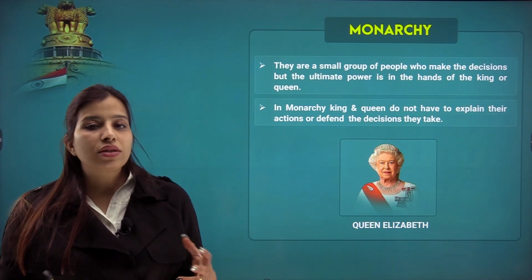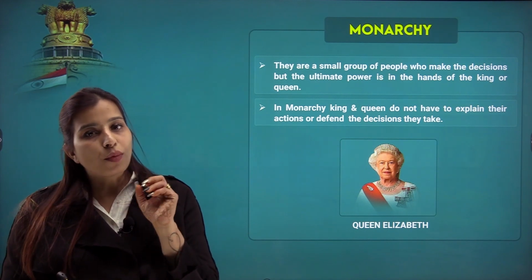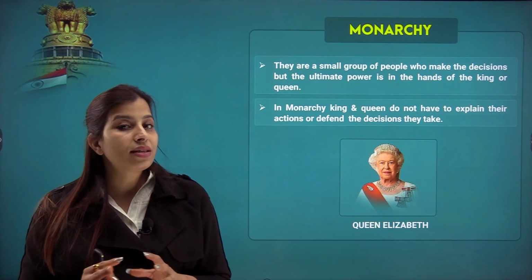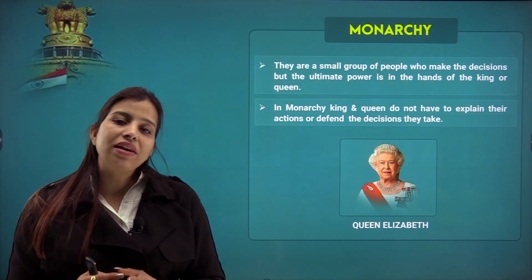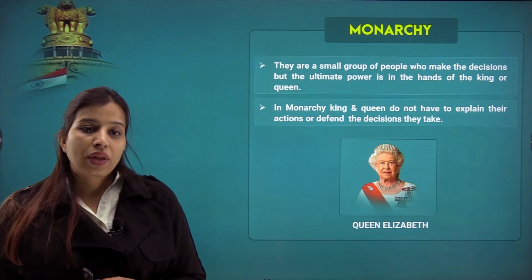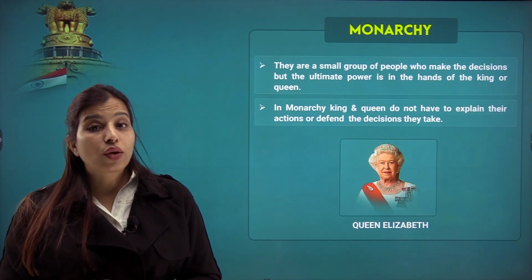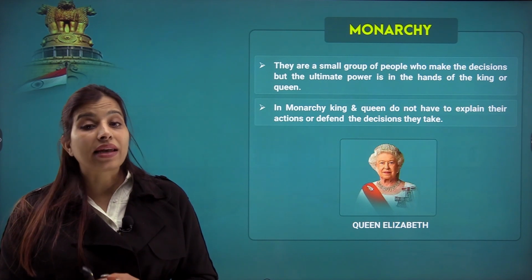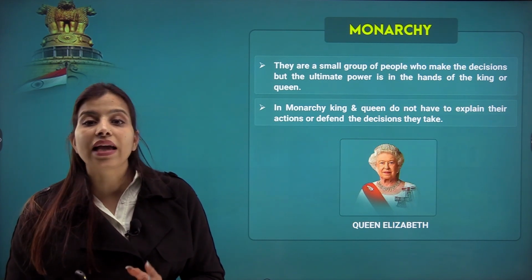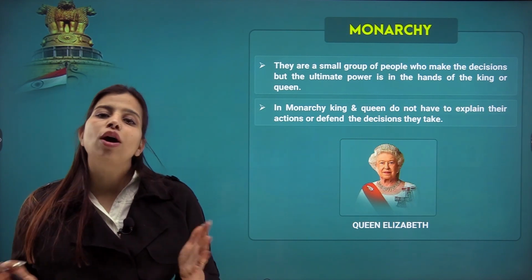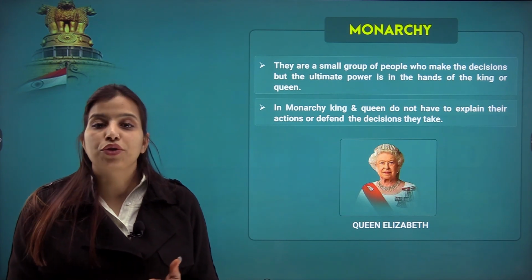But the king or queen rules not directly. There is also a small group of people who make the decisions, but the ultimate power lies with the king or the queen. In monarchy, the king and the queen don't have to explain and give reasons for whatever decisions they have taken, which is totally opposite to what happens in a democracy.